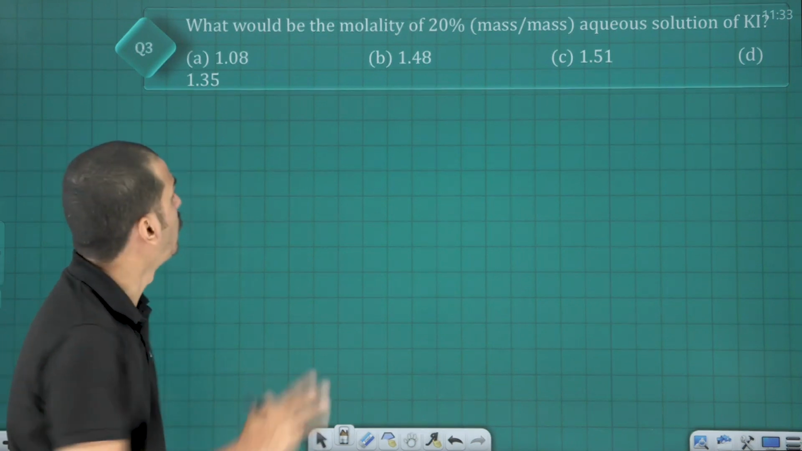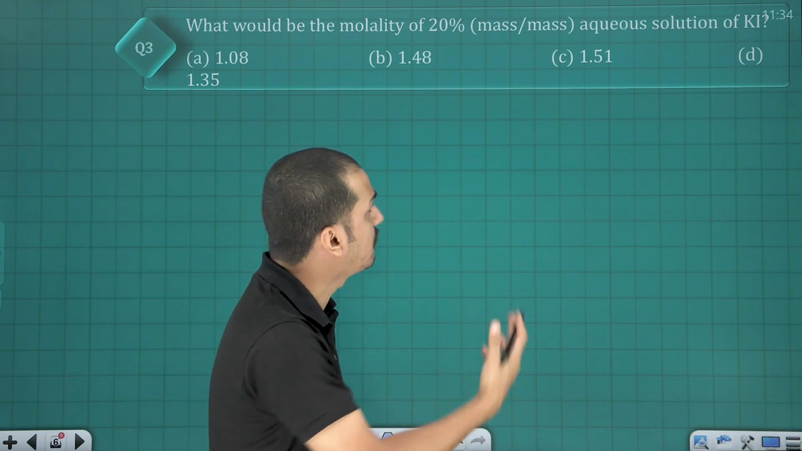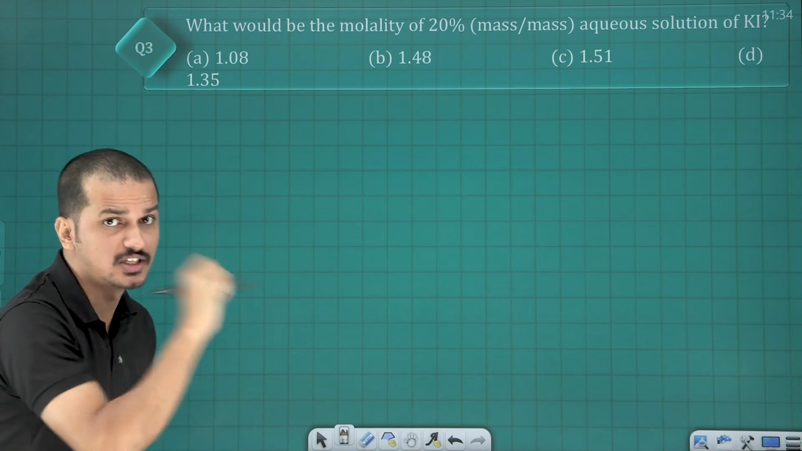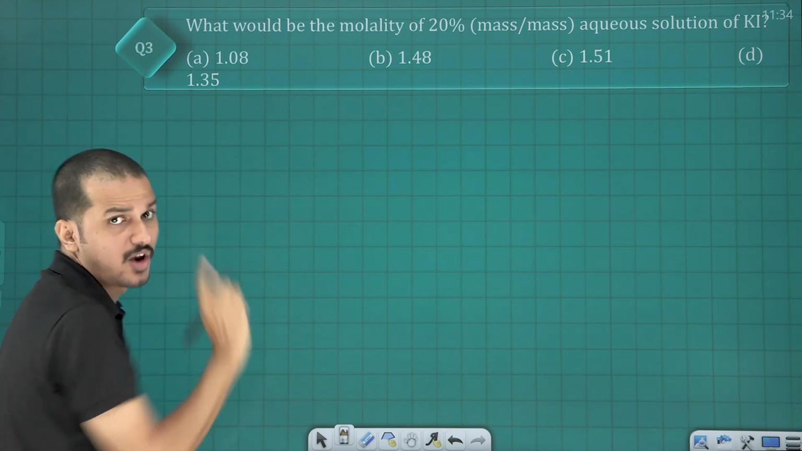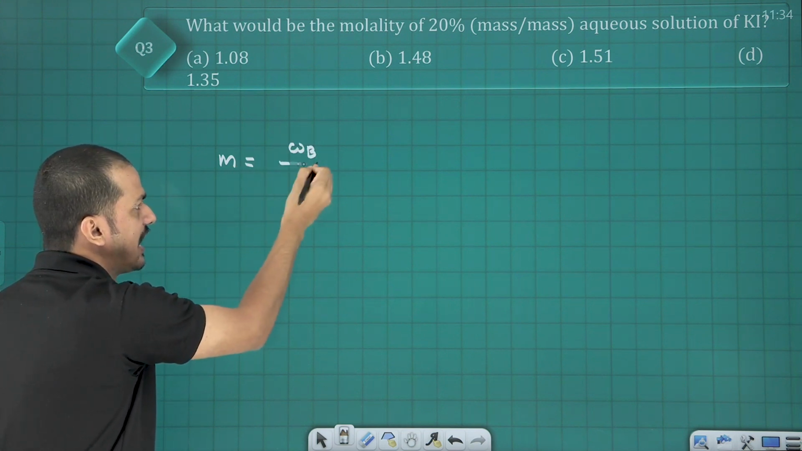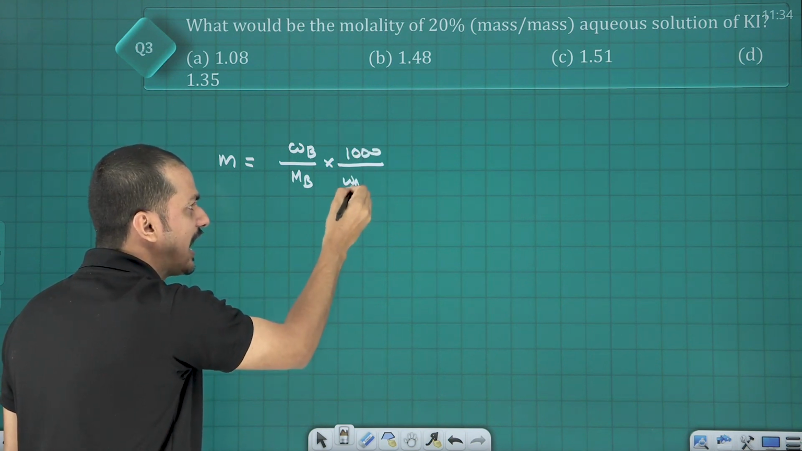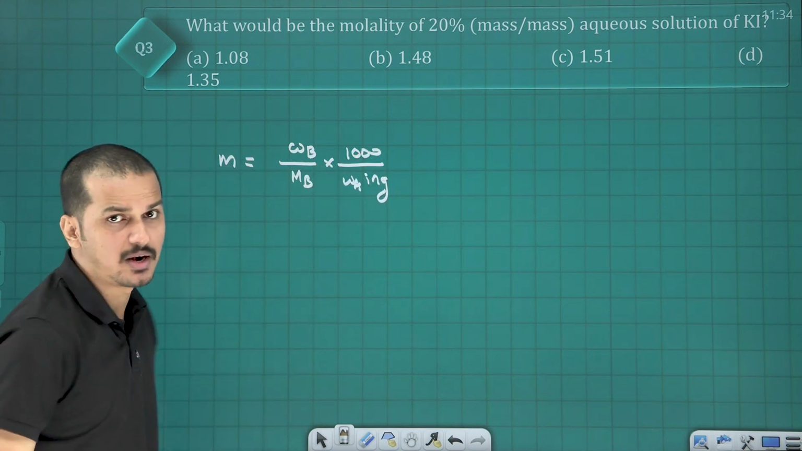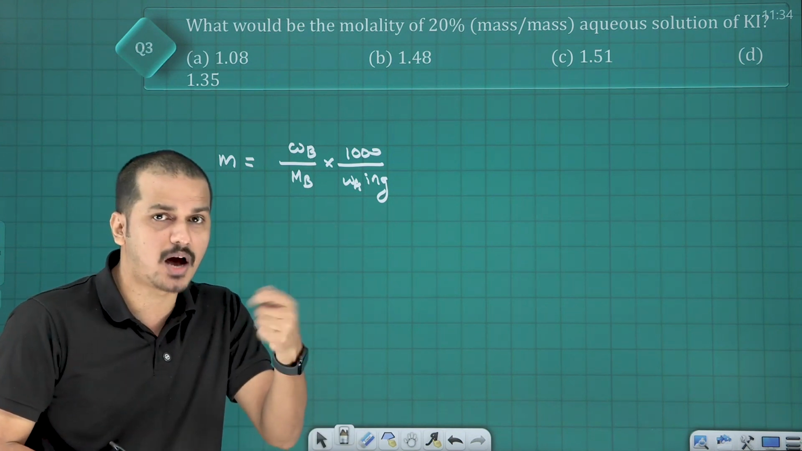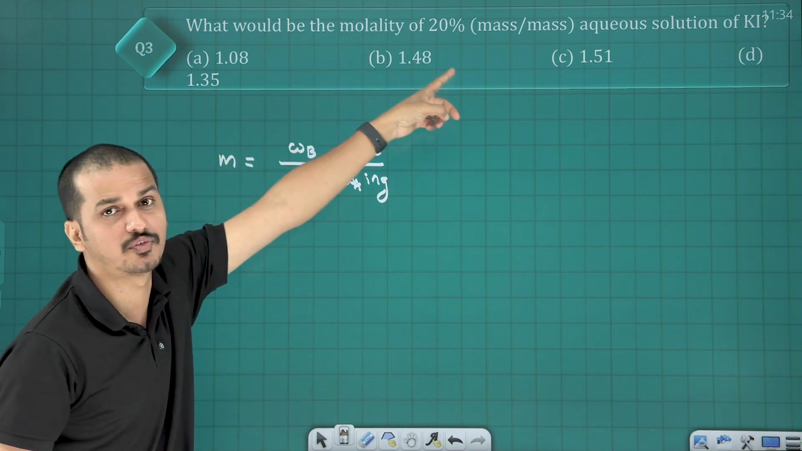Question number 3. What would be the molality of 20% mass by mass aqueous solution of KI, potassium iodide? Once we go through these questions, we must know they are asking molality. What's the formula for molality? WB by MB into 1000 divided by WA in gram. WB means given mass of solute, MB means molar mass of solute, WA in gram means given mass of solvent in gram. Which of these ideas have they given? What would be the molality of 20%?